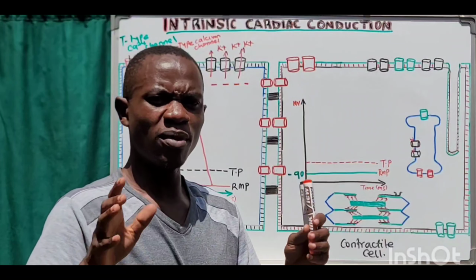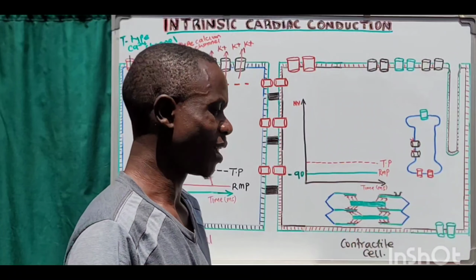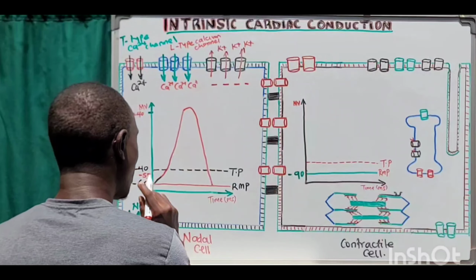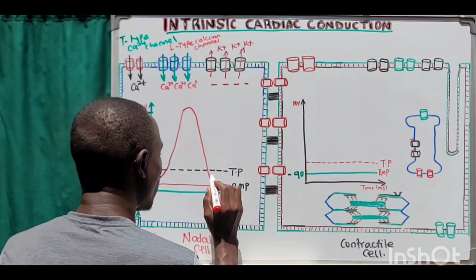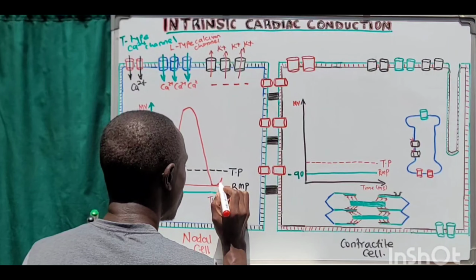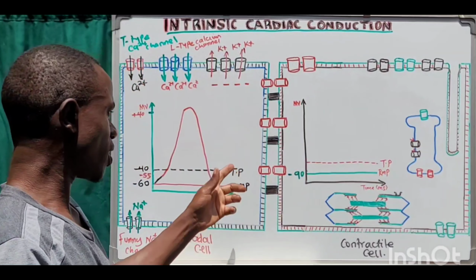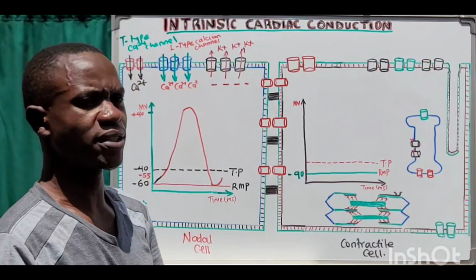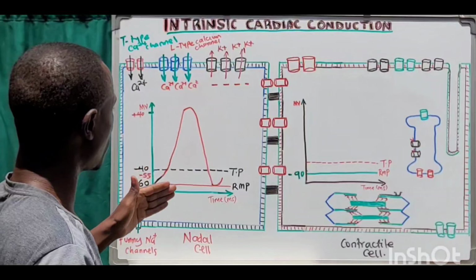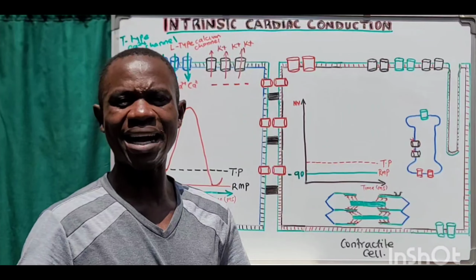We said when the membrane potential reaches around negative 60 millivolts, some funny sodium channels open. By the influence of the funny sodium channels, this membrane potential is not going to stay there. It's going to start moving back toward what we call the threshold, following the opening of what we call the T-type calcium channels. Okay, so this is how the nodal cell can intrinsically depolarize itself.